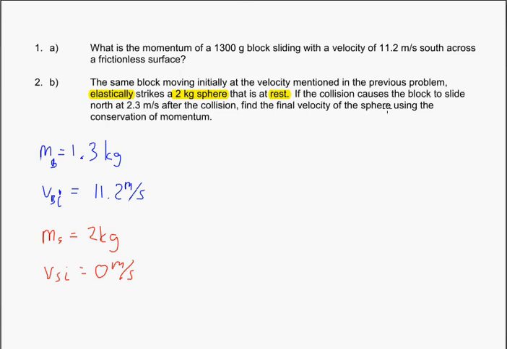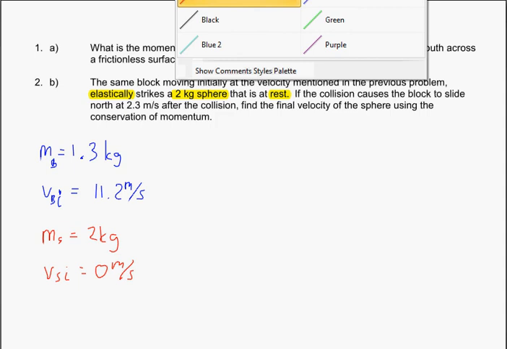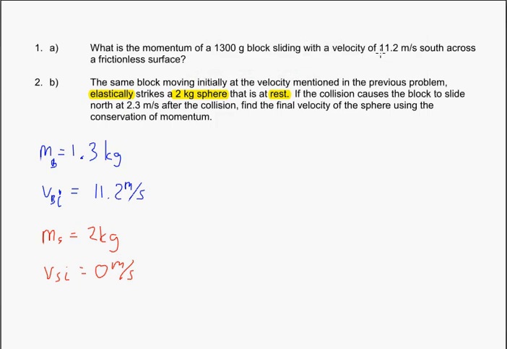Okay. If the collision causes the block to slide north at 2.3 meters per second, now here's where a lot of people got tripped up. This value is south. This value right here is north. So this is our block. Our block slides this velocity after the collision. That's the final velocity of our block. So VBF equals 2.3 meters per second. But these values are in opposite directions, so one has to be negative and the other is positive.